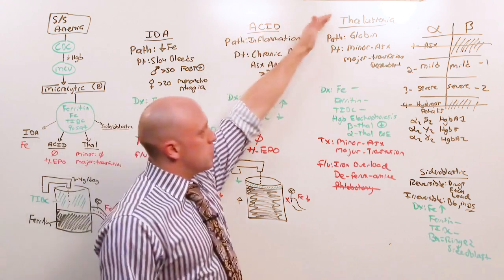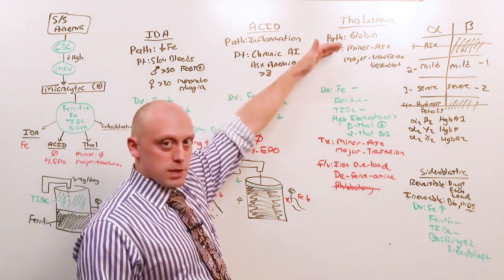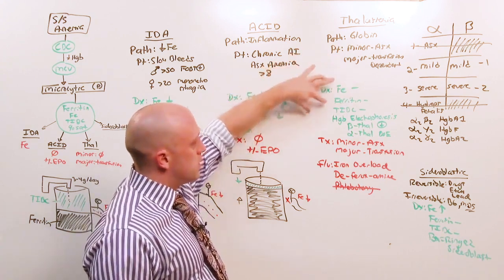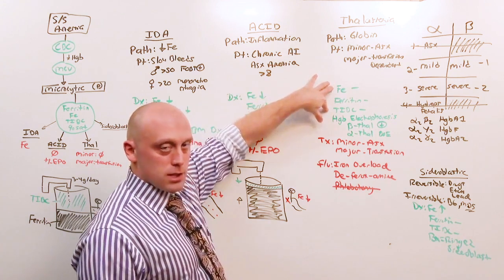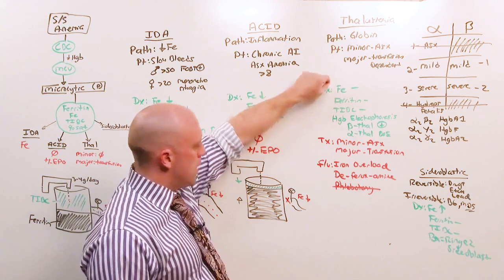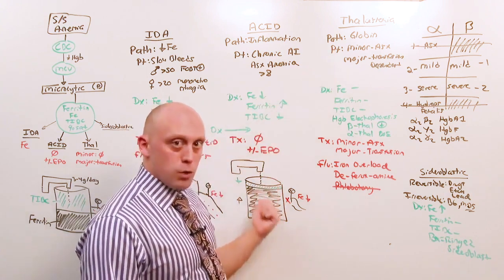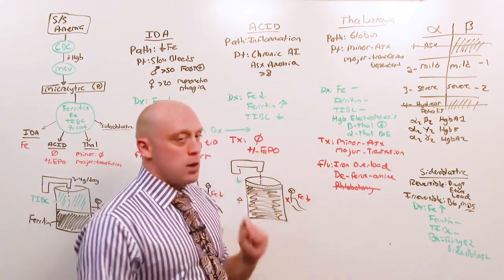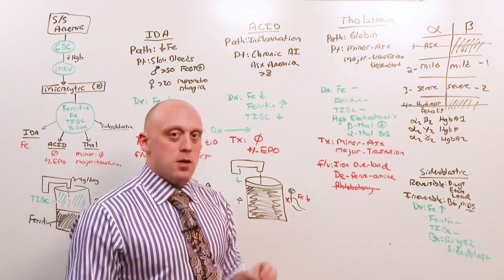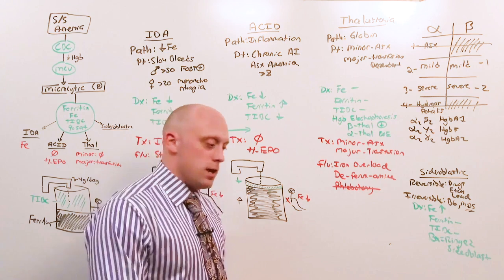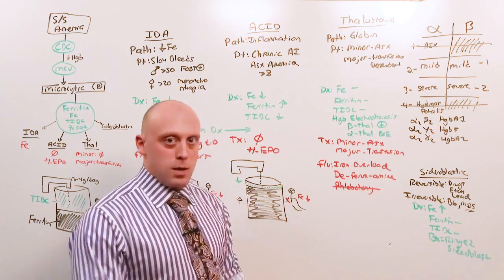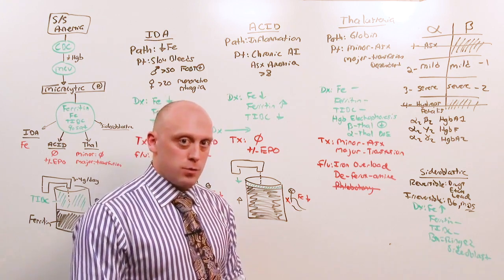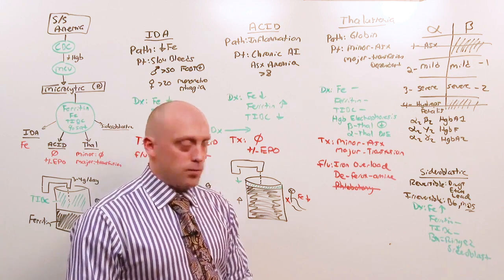The thalassemias are going to present either with minor or major. Minor is asymptomatic, major is transfusion dependent. The diagnosis is in normal iron studies because it is a problem with globin, not heme, so the iron studies will be normal. Diagnose thalassemia on hemoglobin electrophoresis. If you see beta thal and you've made a diagnosis of thalassemia, it's beta thal. If you've made the diagnosis of thalassemia and the hemoglobin electrophoresis is normal, it's alpha thal.